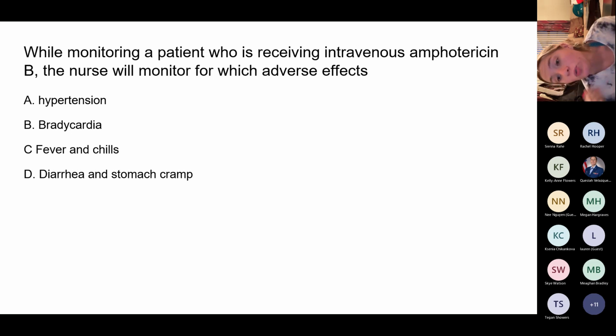Good job. We have to pre-treat a patient with amphotericin B, usually with some Benadryl. The reason we do that is because of this transfusion reaction. Okay, what will we see with a transfusion reaction? We're going to see some fever and we're going to see some chills. Okay, very well done. Fever and chills is our transfusion reaction.